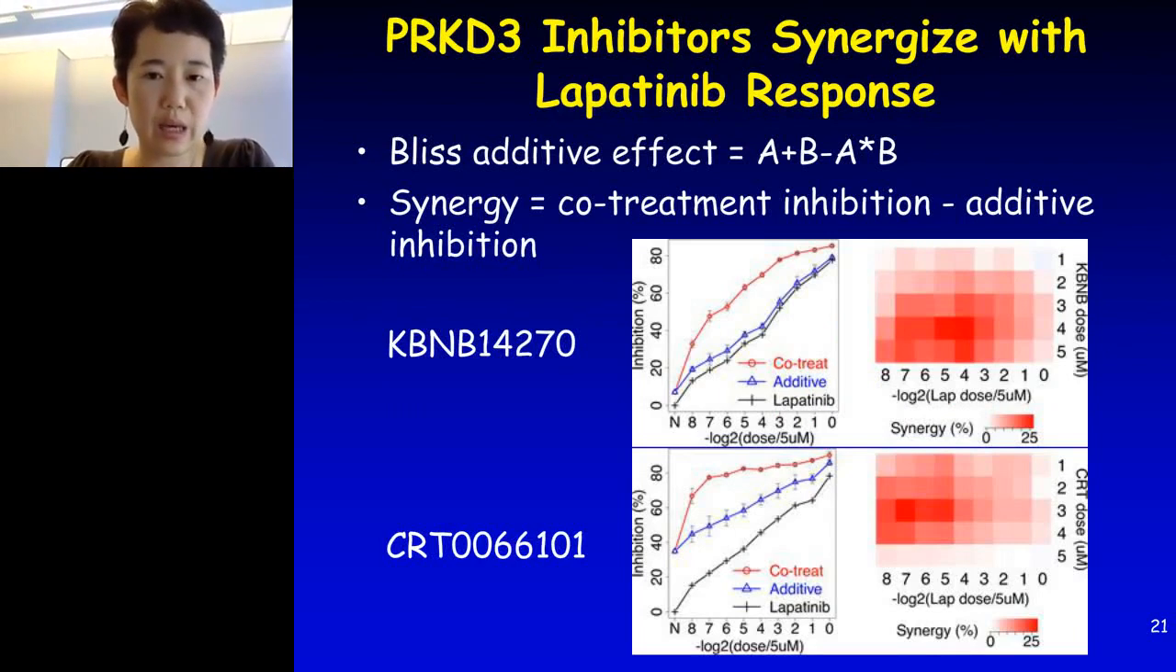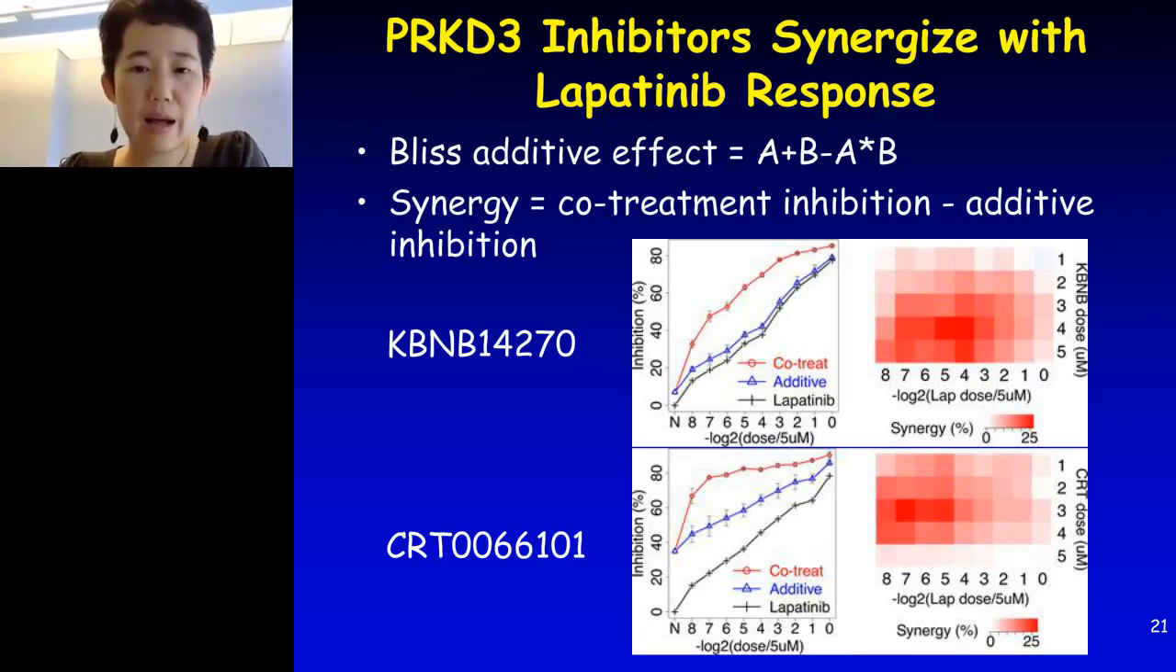So there are two inhibitors we found that inhibit PRKD3. We want to see whether this drug actually works synergistically with lapatinib, because sometimes when you treat the cell with a drug, it will be a little sicker. You treat it with another drug, it will be a little sicker, but you add them together, the cell will be a lot sicker. And so the synergy is the co-treatment inhibition subtracted by the additive effect of the inhibition. We actually can see more than what we expect just by adding the two drugs if they synergize.